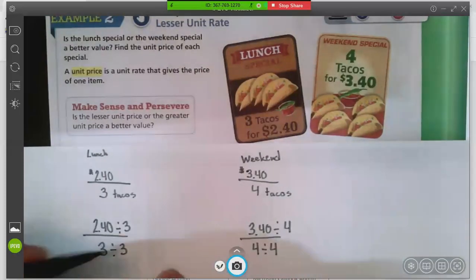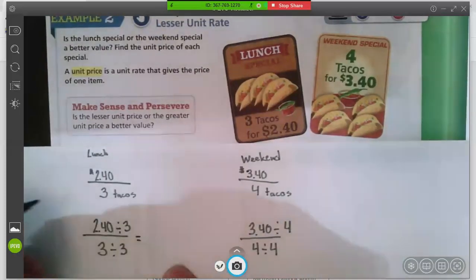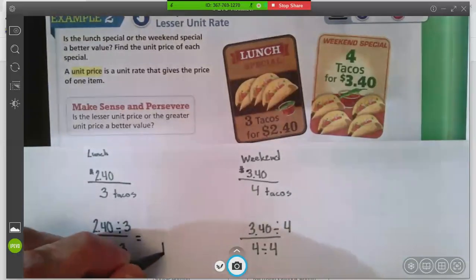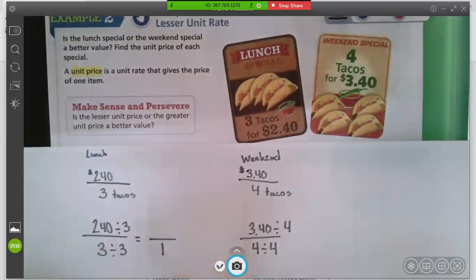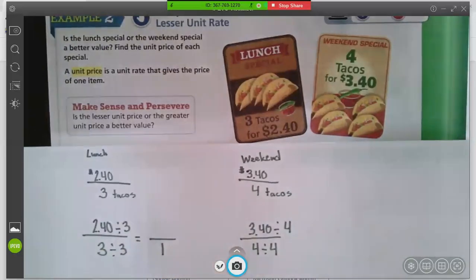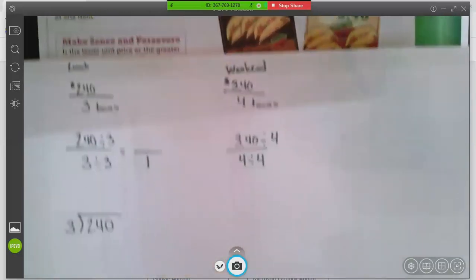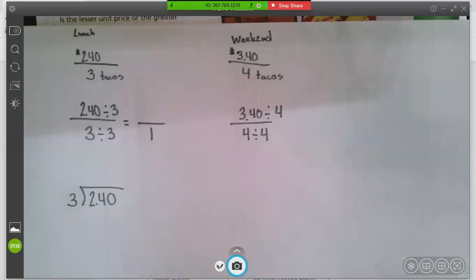So what's 3 divided by 3 equal? 1. And then I have to go $2.40 divided by 3. So based on this, do you think it's going to be more or less than $1?